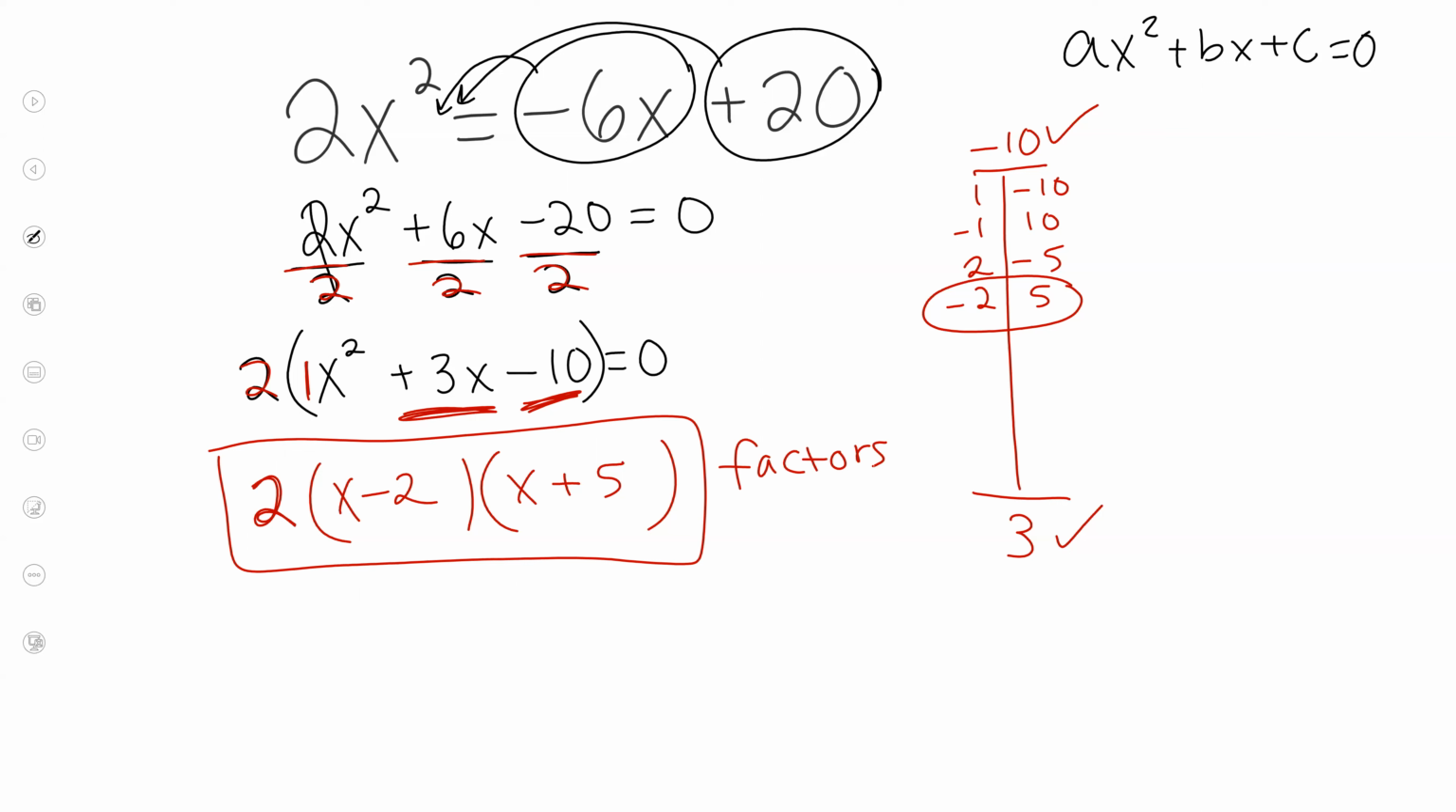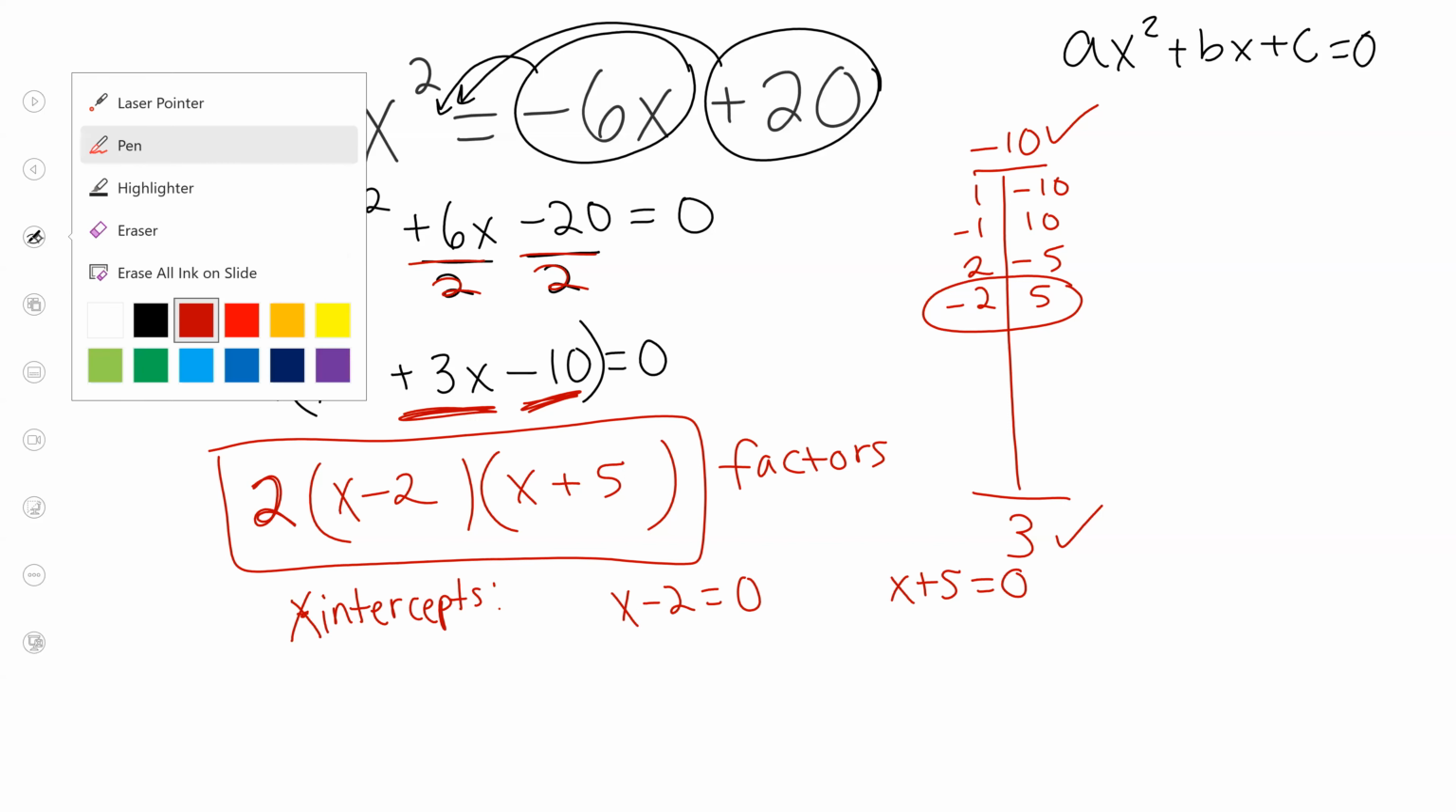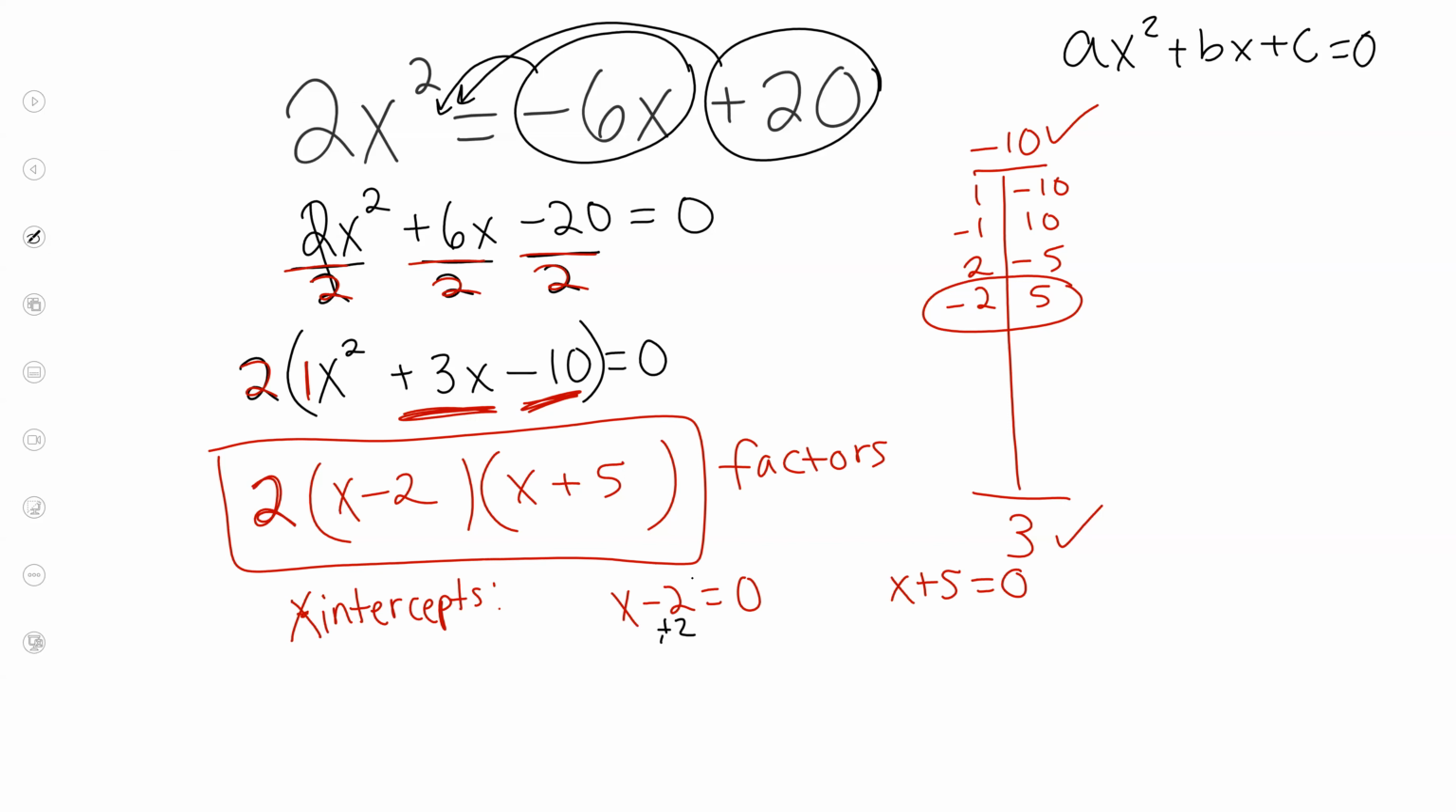Let's talk about my solutions now, or I'll call them x-intercepts this time. My x-intercepts, in order to find them, set each factor to 0. So x minus 2 equals 0 and x plus 5 equals 0. And now we just solve. So add 2, you get x is 2. Subtract 5, you get x is negative 5. Next problem.